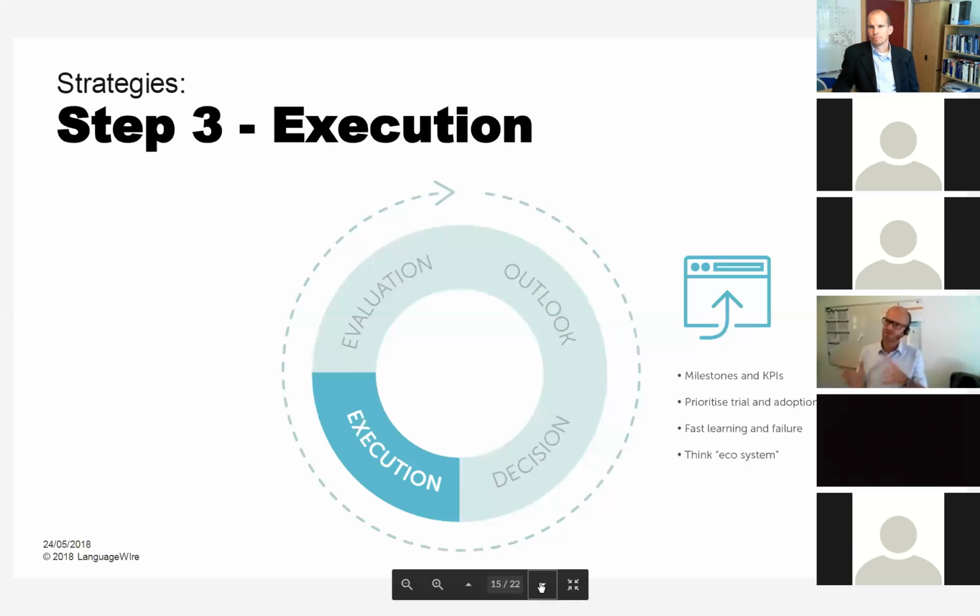It's part of the transformation that you embed this sprint approach in the entire organization. You don't have to do it for the entire organization, but you need to have key stakeholders across everywhere. And for the next slide, please.